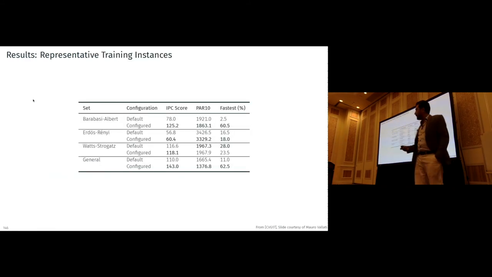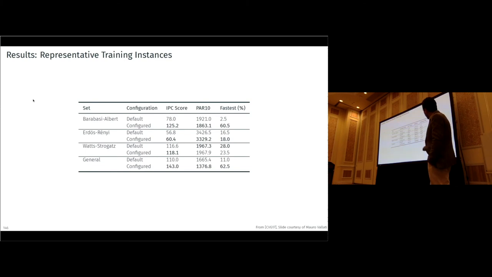So the result is that for Barabasi-Albert type of structures, the default has this line of results, but the configured one is fastest 60% of the time, with a substantial improvement in terms of IPC score. In the case of Erdos-Renyi, it is fastest 18% of the time. In the case of Watts-Strogatz, the improvement is not so clear, it is actually not always the case. In general, when we are merging all the pieces of information, all the types of structures together, the actual improvement is quite substantial.